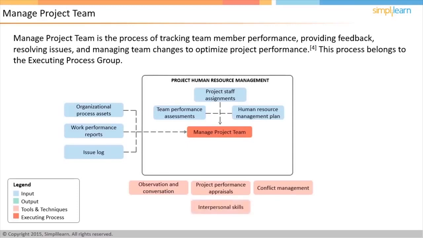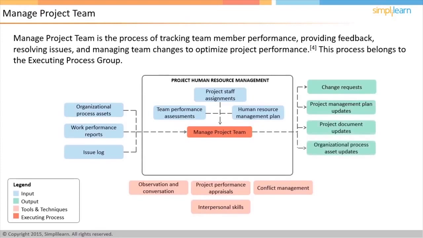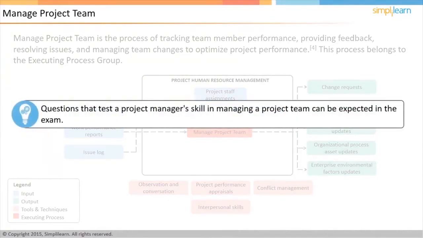The other tool is interpersonal skills. The output of managing a project team includes corrective action recommendations, like which team members to be changed, implementing some reward system to motivate the team, etc. Updating the project management plans, documents, organization process asset, and enterprise environmental factors are the other outputs of this process. There can be questions in the PMP exam that test a project manager's skill in managing a project team. So ensure that you are aware of the inputs, tools and techniques, and outputs of managing a project team. Let us discuss team dynamics in the next screen.